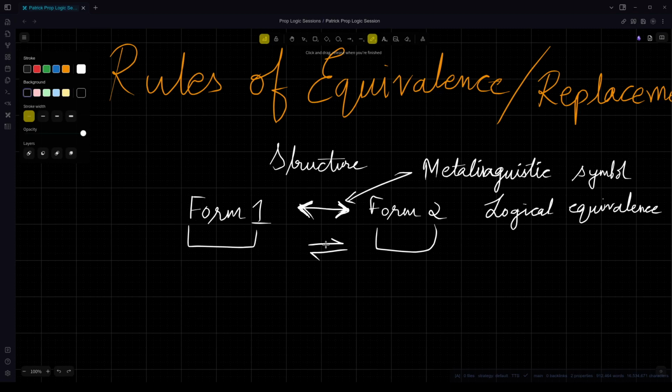So they're sort of reversible in that sense. That's why some people use this symbol to represent the metalinguistic symbol, as opposed to using this, so as to not confuse it with a biconditional symbol. So going forward, we'll be using this. Okay.